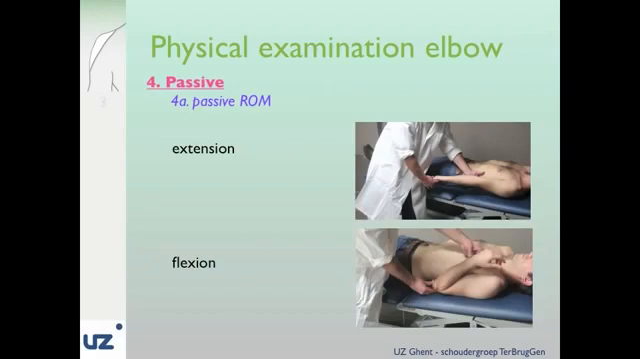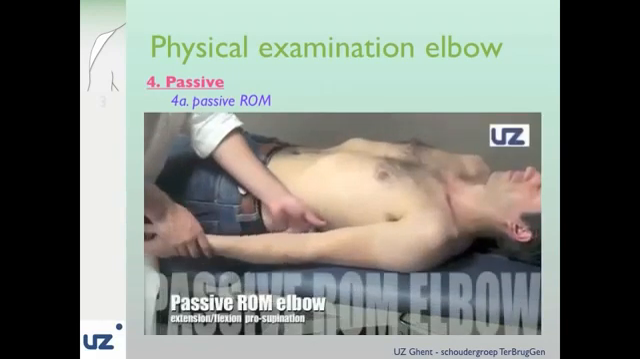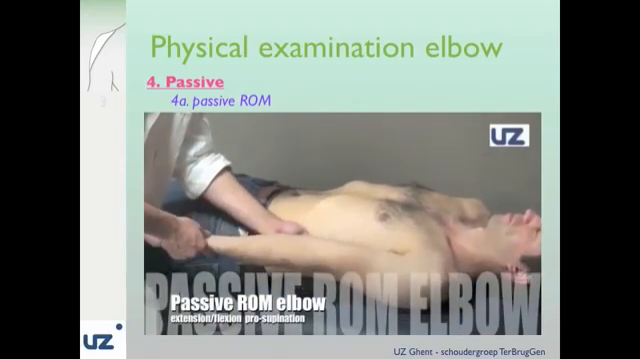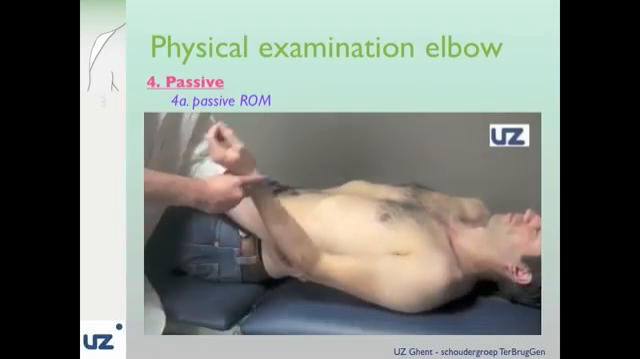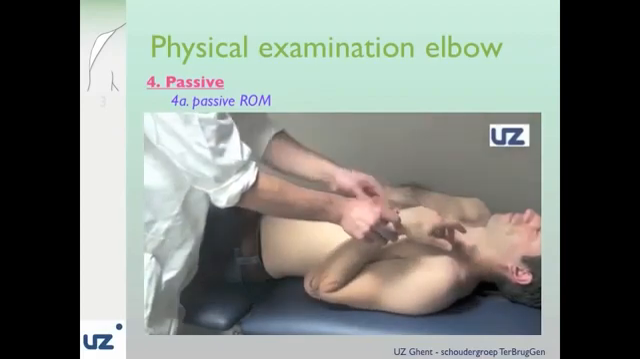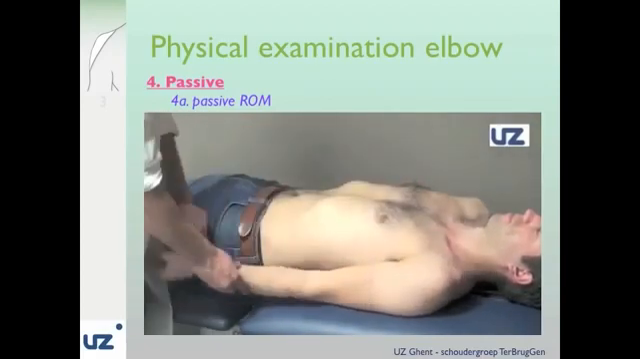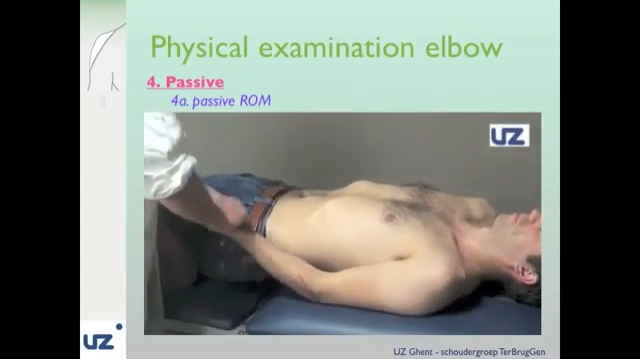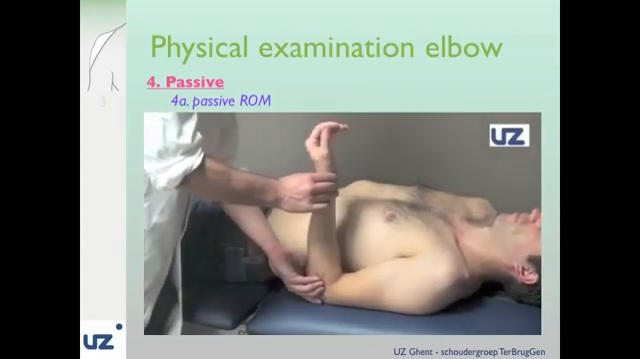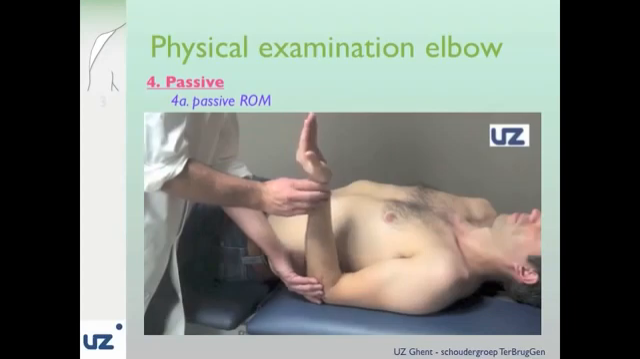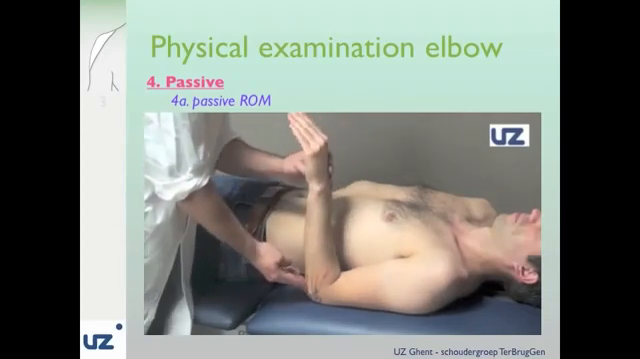Next, passive range of motion should be assessed. Normal range of motion is approximately 0 degrees of extension and 140 degrees of flexion. Normally there is a hard stop in extension when the olecranon hits the olecranon fossa, and a soft spot in flexion because flexion is limited due to contact between the forearm and the upper arm. Full extension is often the first motion lost after injury.